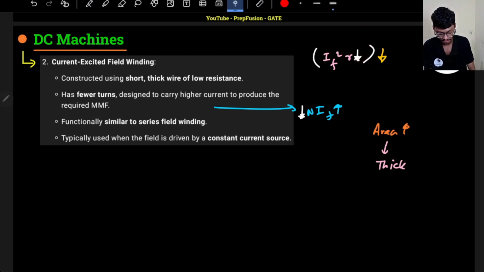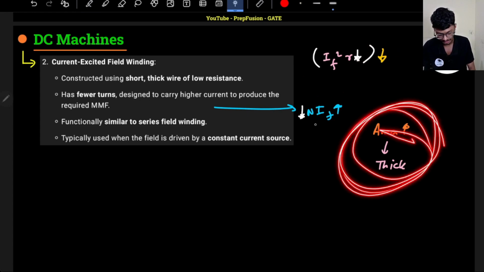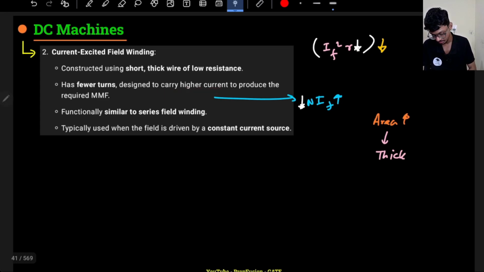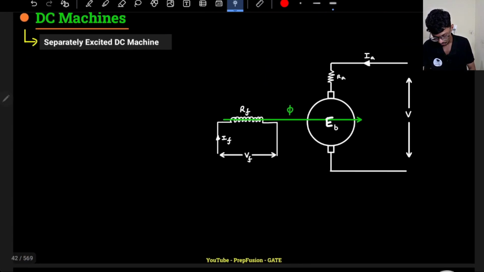If the resistance is lower, the current has to be higher. If the current is higher, the wire area will be thicker and the number of turns will be lesser, because I don't want to go beyond a certain level of MMF, otherwise the core will get saturated. So here it will carry higher current and have fewer turns.